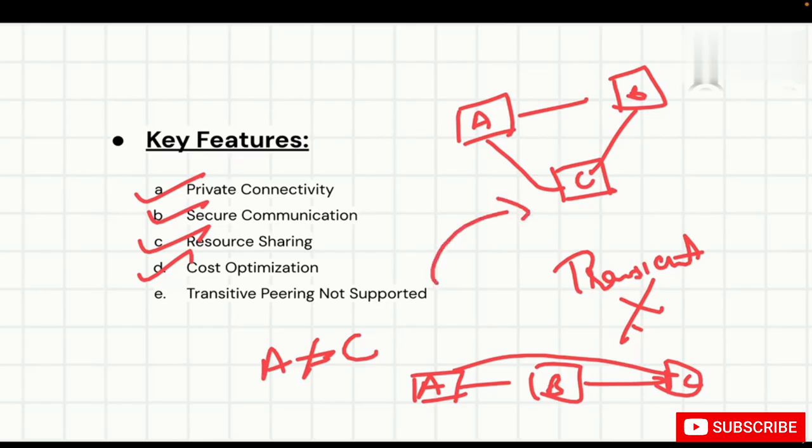The thing I was telling: transitive peering is not allowed here. A equals B equals C is not possible. So A and B is connected, B and C is connected. In order to connect C and A, there should be a connection. So every connection needs to be made separately in order to connect.